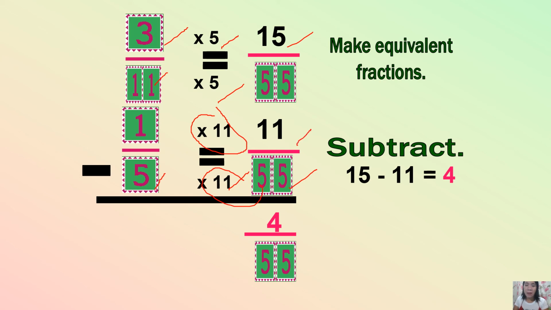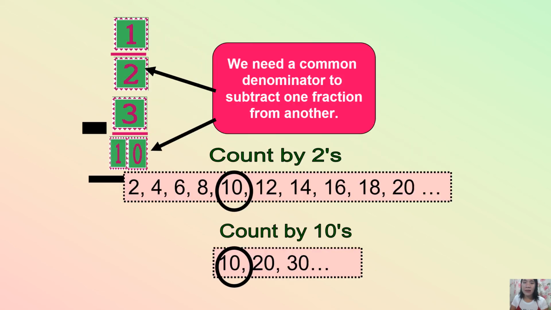This time, you copy the denominator, which is 55. So, you copy that one. Then proceed to subtraction of the numerators. So 15 minus 11 is 4. So we have our answer, 4 over 55. Okay, that's how to subtract.